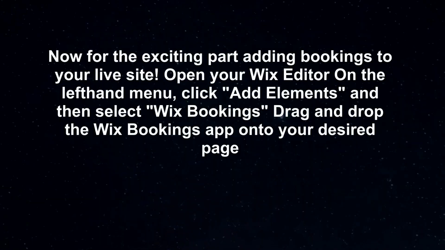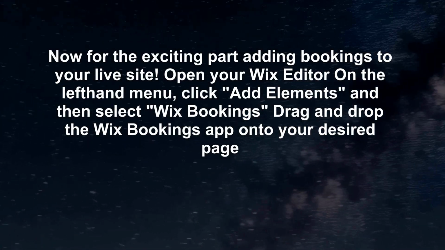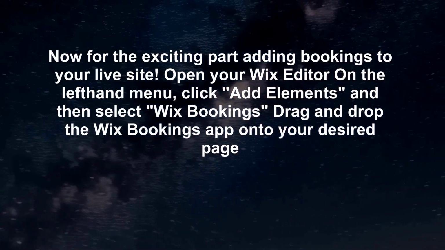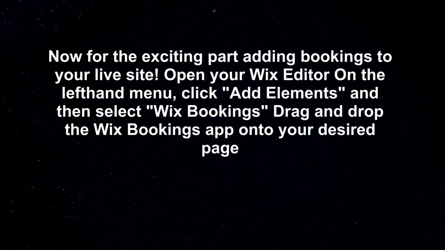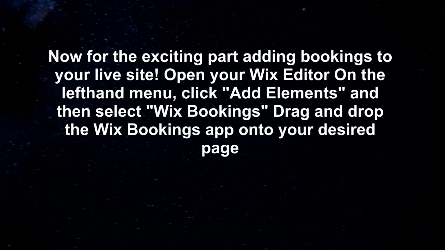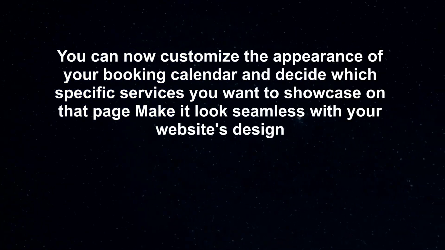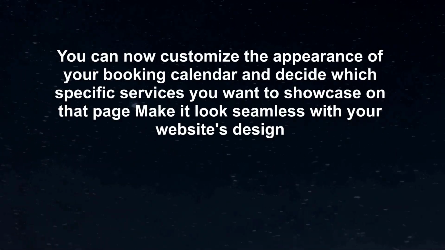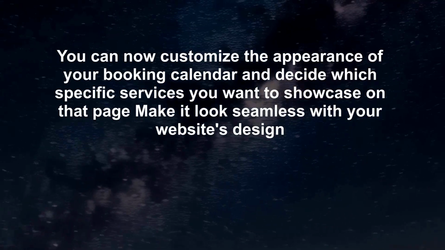Now for the exciting part, adding bookings to your live site. Open your Wix editor. On the left-hand menu, click Add Elements and then select Wix Bookings. Drag and drop the Wix Bookings app onto your desired page. You can now customize the appearance of your booking calendar and decide which specific services you want to showcase on that page. Make it look seamless with your website's design.